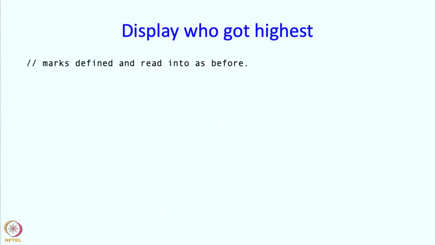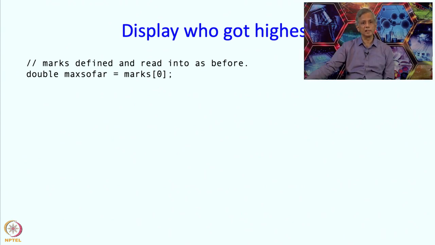Now let us do a slightly more interesting version of this, where we are going to read in everything, but we are going to print out the roll numbers of those students who got the highest marks. So here is the program. Let us say that the marks array was defined as before, and we have read in the marks exactly as before. Now we want to figure out first what the highest marks are.